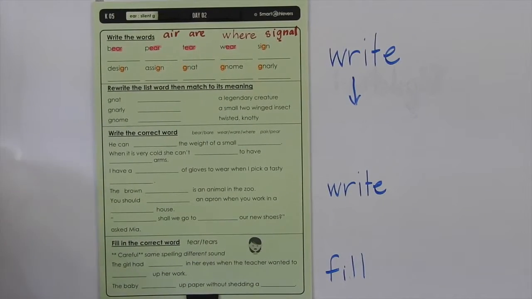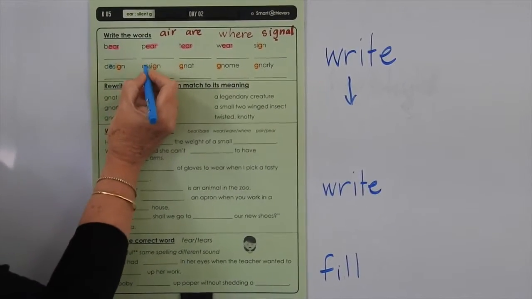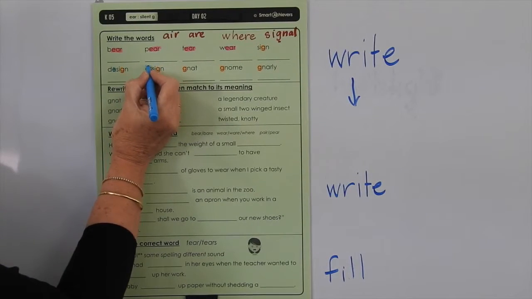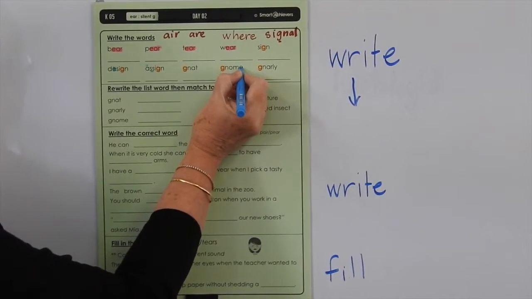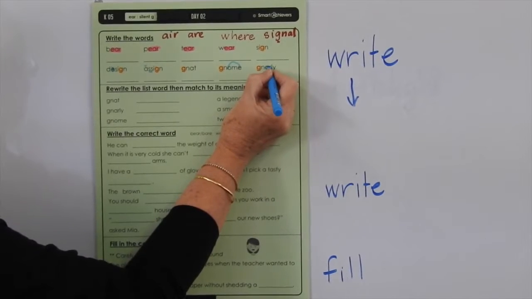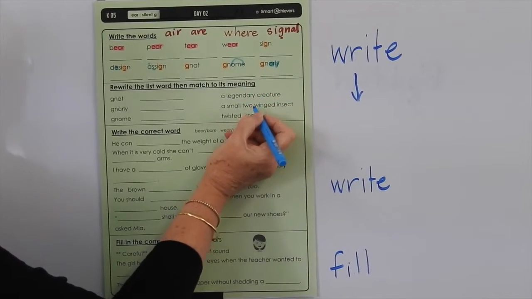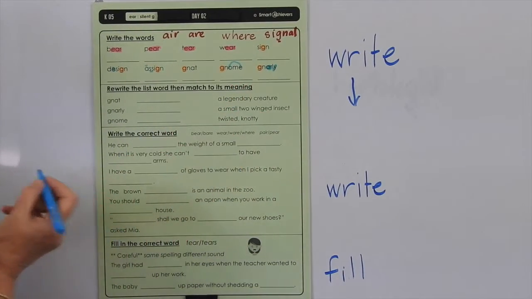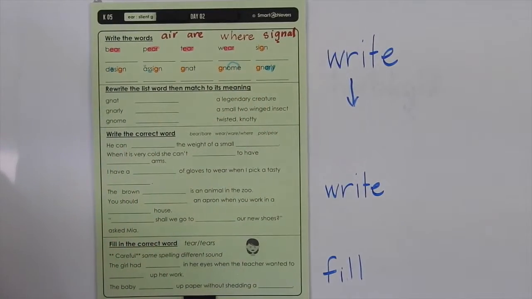So just have a look too. In design, you've got the E there making that long vowel sound. In assign, this A is making a short sound because we have two S's after it. In gnome, you've got the E at the end making that O make a long sound. In gnarly, you've also got the AR, making the R sound, and the Y on the end is the most common way of writing the long E sound at the end of a multisyllabic word. It's got more than one part, gnarly.